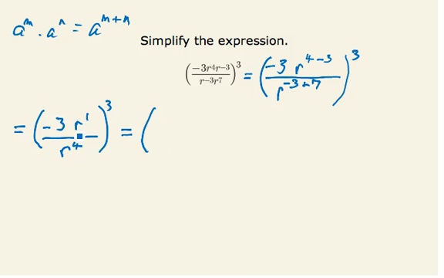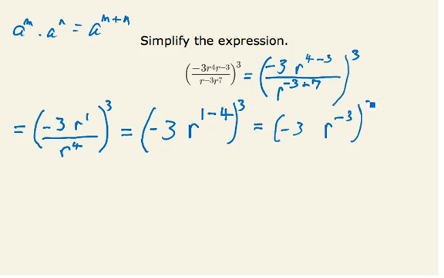Continuing to simplify inside, we have negative 3. When I divide, I subtract exponents. So I get the exponent in the numerator minus the exponent in the denominator. And again, doing the arithmetic, we get negative 3, r to the negative 3 raised to the 3 power. Now I'm going to distribute this outside exponent 3 throughout the two terms. So what I'm going to get is negative 3 raised to the 3rd power, r to the negative 3 raised to the 3rd power.